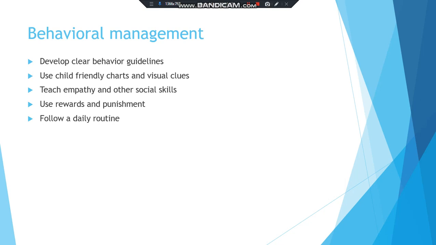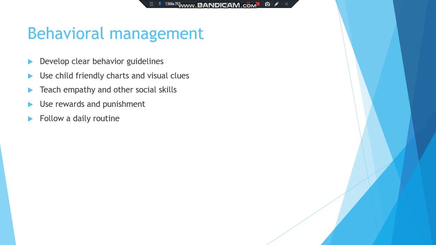Use child friendly charts and visual clues. Use a chart with pictures, because, as they say, a child can't read, they need to understand with the help of pictures, so it should be child friendly, with picture symbols. Okay. Teach empathy and other social skills. They should learn that we have to share things, we need to maintain decorum, we should listen when others are talking and not interrupt in between. These are the skills, like empathy, that a teacher needs to develop among the children.